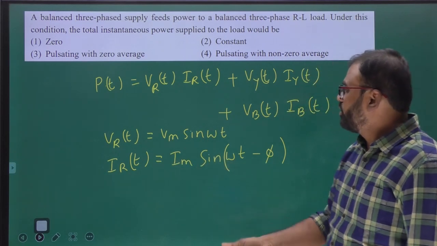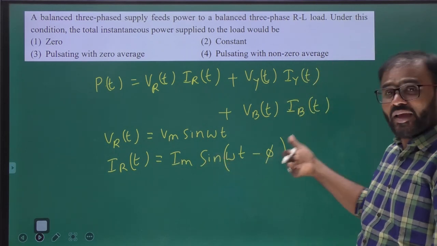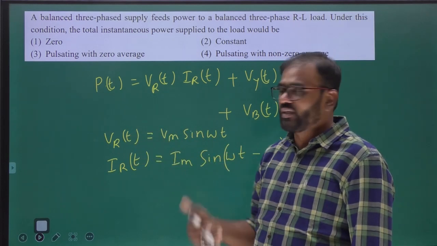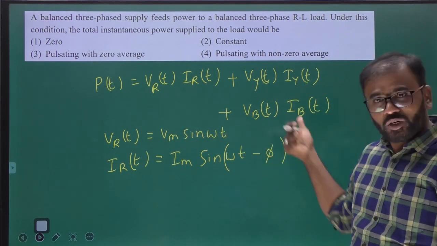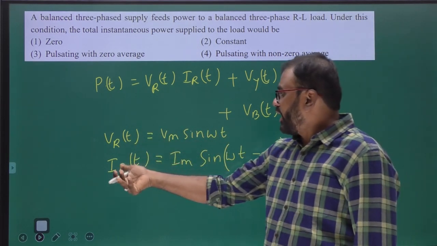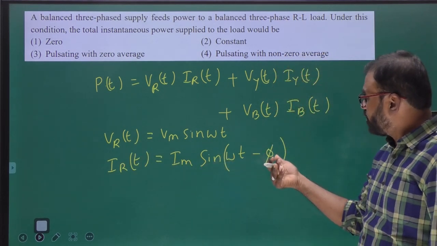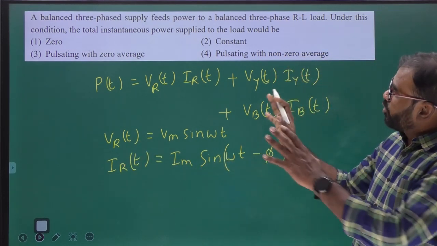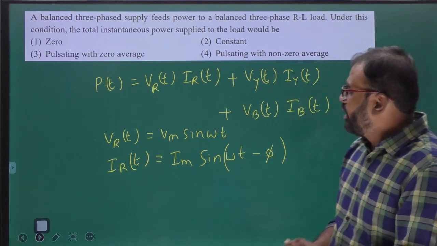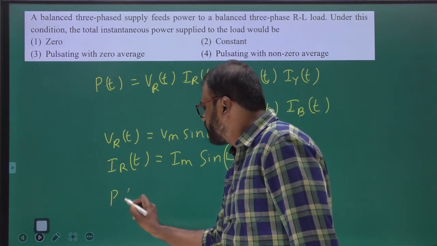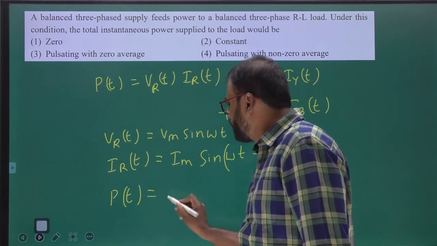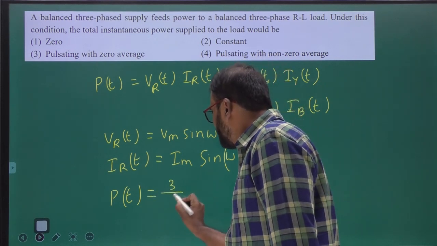What is Iy of t now? Im sin(omega t minus phi minus 120). Similarly, what is Vb of t? Vm sin(omega t plus 120). And Ib of t is Im sin(omega t minus phi plus 120). Now, you multiply these and solve, and finally we'll get the answer like this. P of t will be like this. You can cross verify.